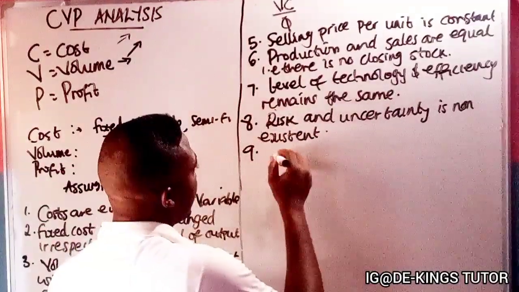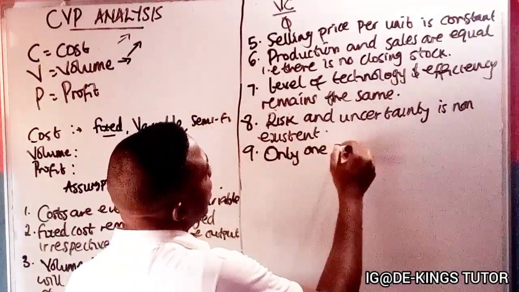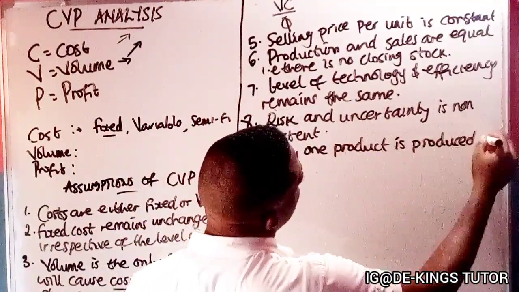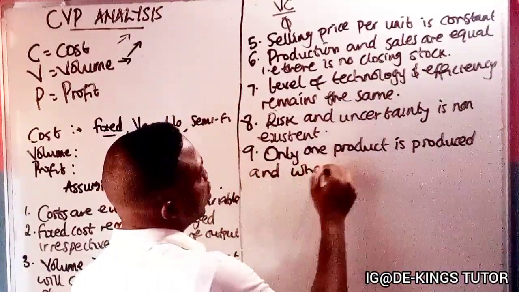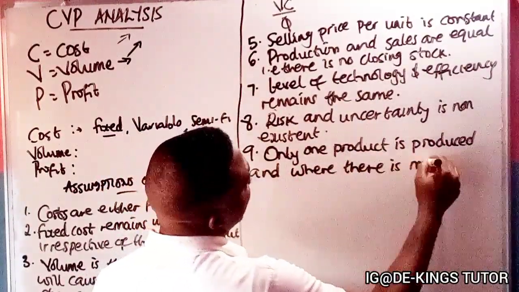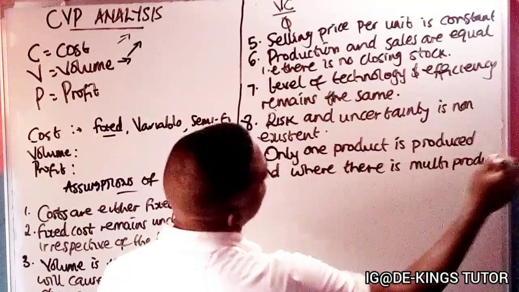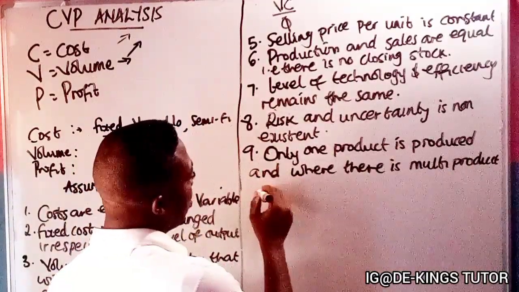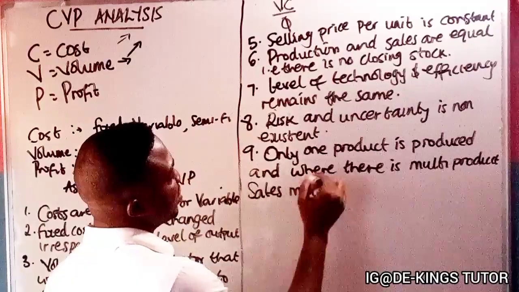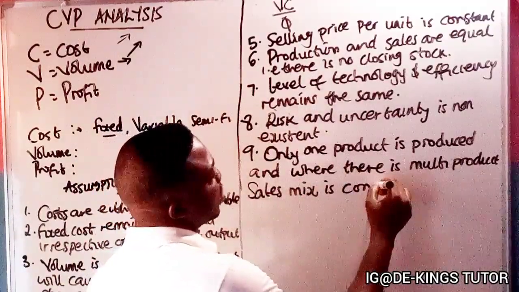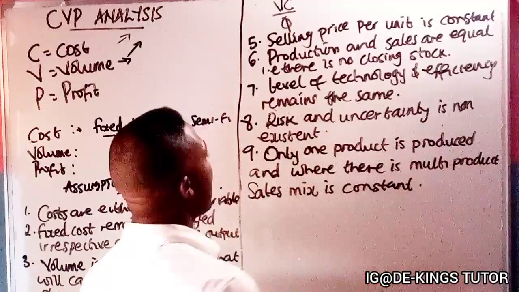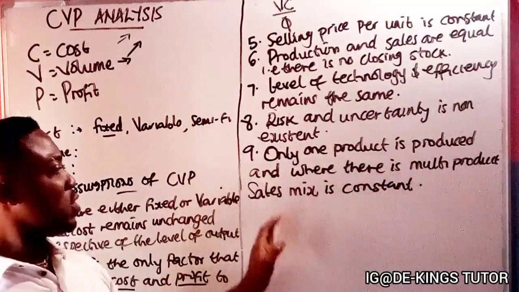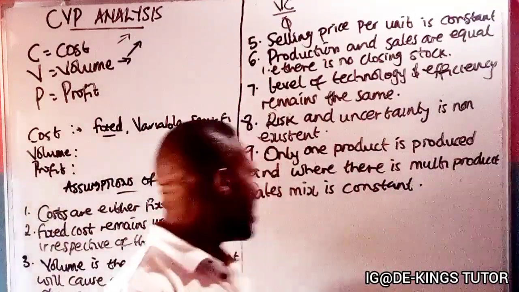And the ninth one, only one product is produced, and where there is multi-product, sales mix is constant. Okay, so also one of the assumptions is that only one product is produced, and where there is multi-product, sales mix is constant. So that is the ninth one.